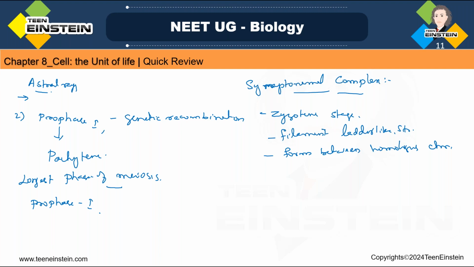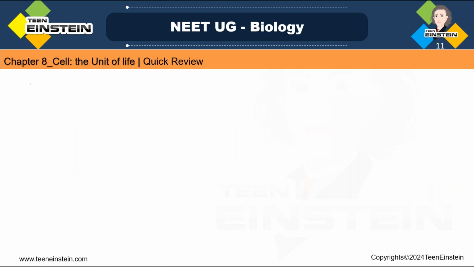Then another important question from this chapter. While explaining the topic itself, I marked the important questions. And next, crossing over, which occurs at which stage? Crossing over occurs at the four-stranded stage, and that takes place at the pachytene stage.